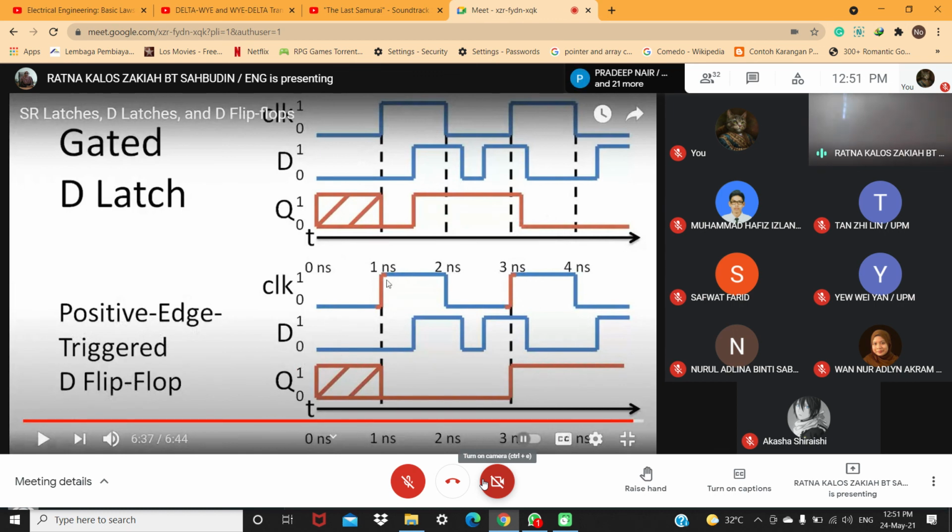And then here is the positive edge triggered flip-flop. Look at the positive edge here. For example, this is the D. You see the input waveform is the same for the gated latch and for the flip-flop, but you get a different output because it refers to the positive edge. Let's say you start with low here. At this clock, nothing happens because the data is low, so the output stays low until this edge, where the data is high. So it's going to be high until the next clock. So look at the difference between the gated D latch and the D flip-flop.